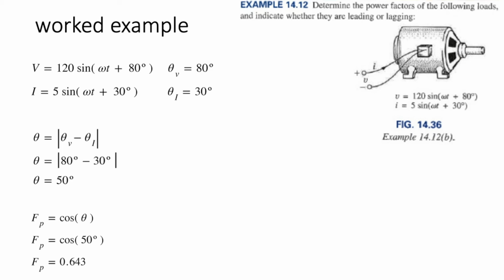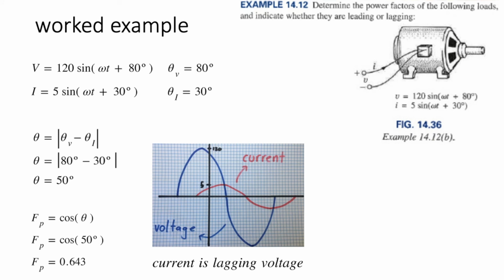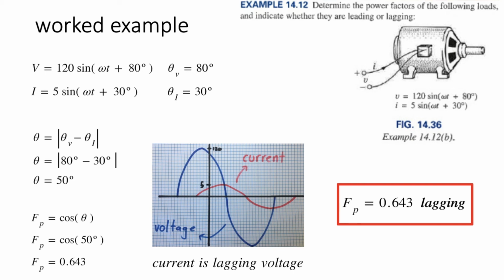Now we just have to figure out if our power factor is leading or lagging. And we do so by drawing a diagram of our voltage and current. And when we do that, we find that our current is lagging the voltage. So therefore, our power factor is lagging. Putting this all together, we find that our power factor is equal to 0.643 lagging.